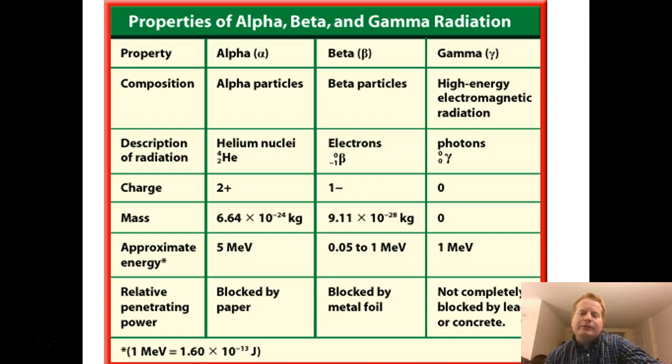Okay, so this table, if you want to pause, we're going to need to know this table by the end. We want to know the relative charges, what particle it is, description of the radiation, as well as how penetrating it is. So alpha particles are the same as helium nuclei, so they have a 2+ charge because of those 2 protons. Beta particles are the same as electrons, so they have a 1- charge. And gamma are really high energy photons, so they have no charge. And then this is what they can go through. You don't have to worry so much about the approximate energy.